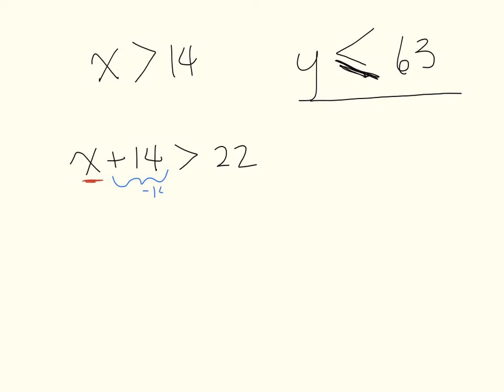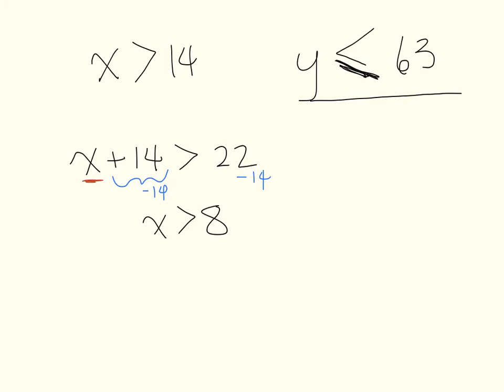So it sounds just like we're solving an equation. Once we take that 14 back off, I'm back to having just x. I'm going to write my greater than symbol instead of my equal symbol. And instead of keeping it equal, keeping it balanced by taking 14 away from the other side. 22 minus 14 is 8. So that says that x has to be greater than 8 in order to make this inequality true.